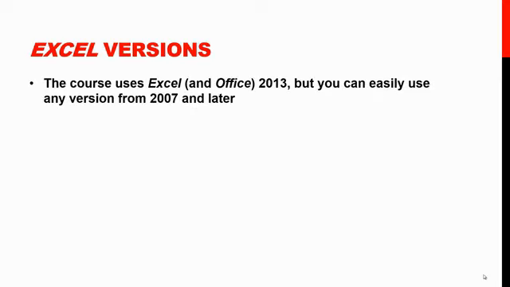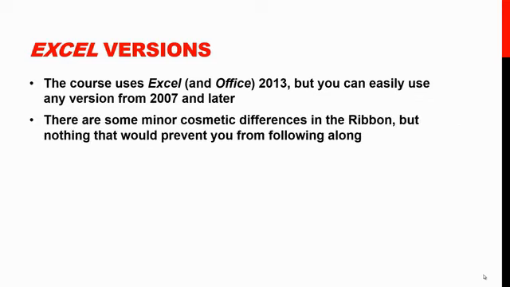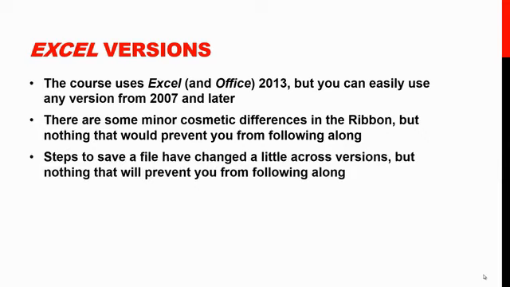Now, Excel versions. Regarding this, I've used Excel 2013 and Office 2013 in the cross-application examples, but you can easily use any version from 2007 or later. The differences are not that great. There's some minor cosmetic differences in the ribbon, but nothing that would prevent you from following along. The steps to save a file have changed a little bit across versions, mainly because the File tab wasn't there in Excel 2007 and they introduced it later on. But again, if you're taking this course, I'm assuming you know how to save a file, and that's not going to trip you up.